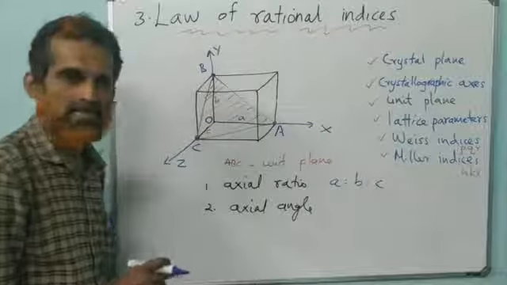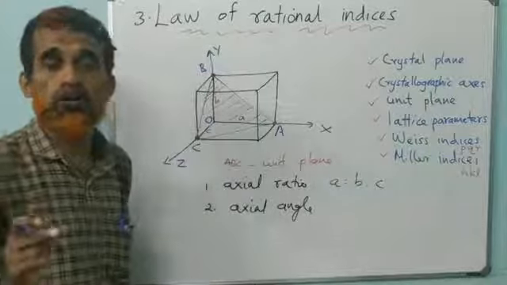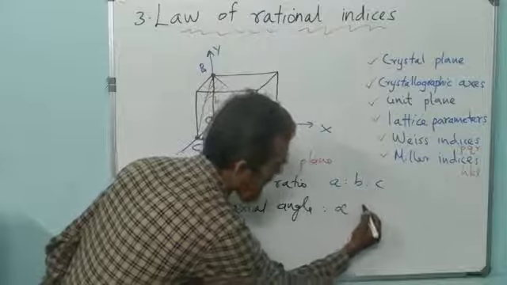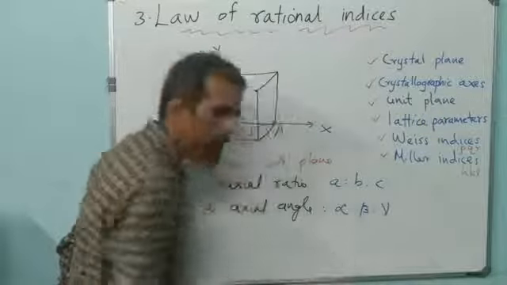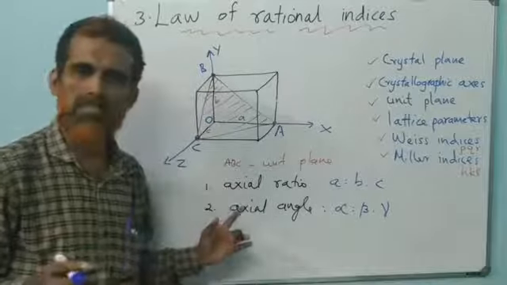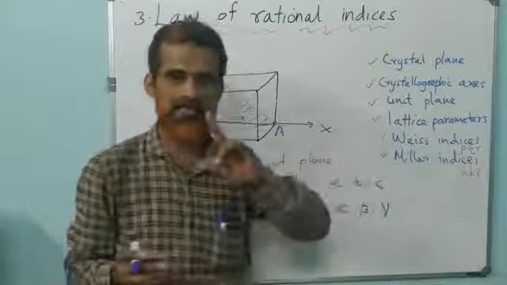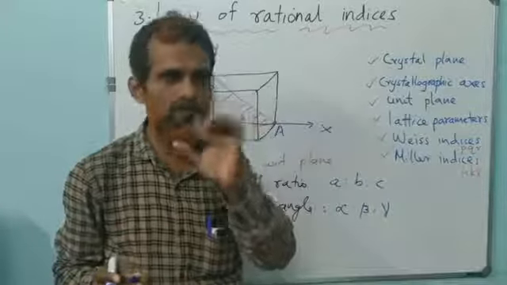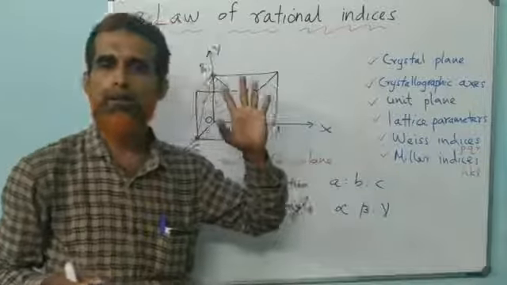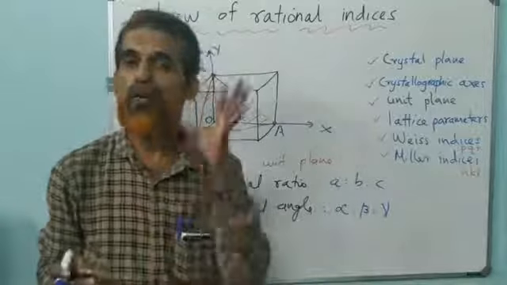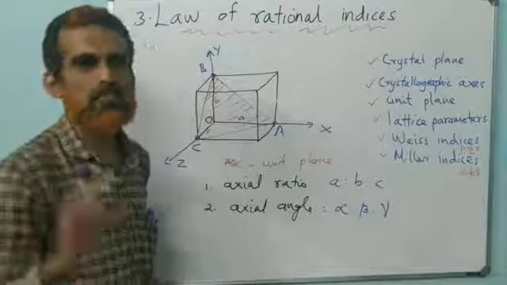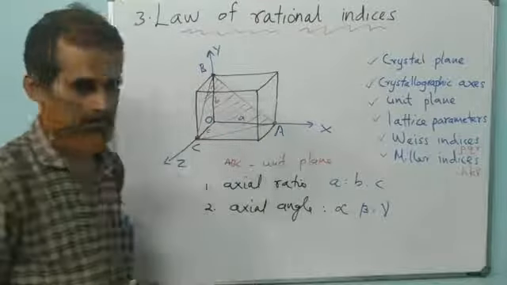And axial angle is the angle between the three crystallographic axes. It is represented as alpha, beta, gamma. You might have learned in your plus 2 course that a cubic crystal is characterized by the lattice parameters a = b = c, correct? All the sides are of the same length, and alpha = beta = gamma, and it is equal to 90 degrees. That is a specialty of cubic crystal. Like that, different crystal systems have different lattice parameters.